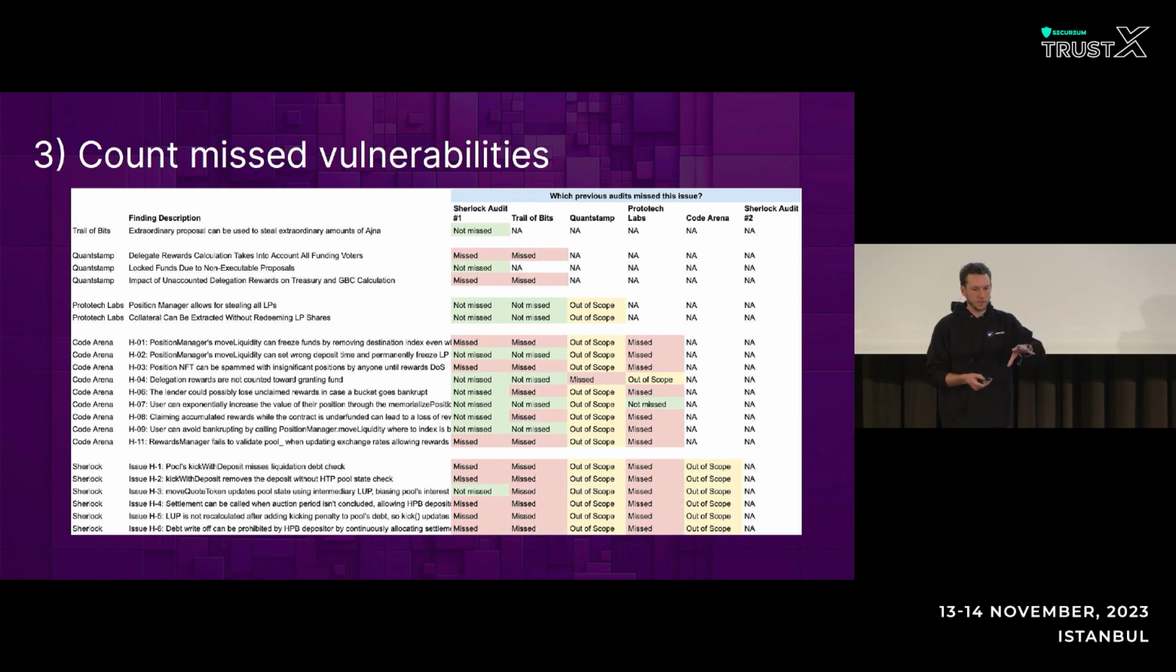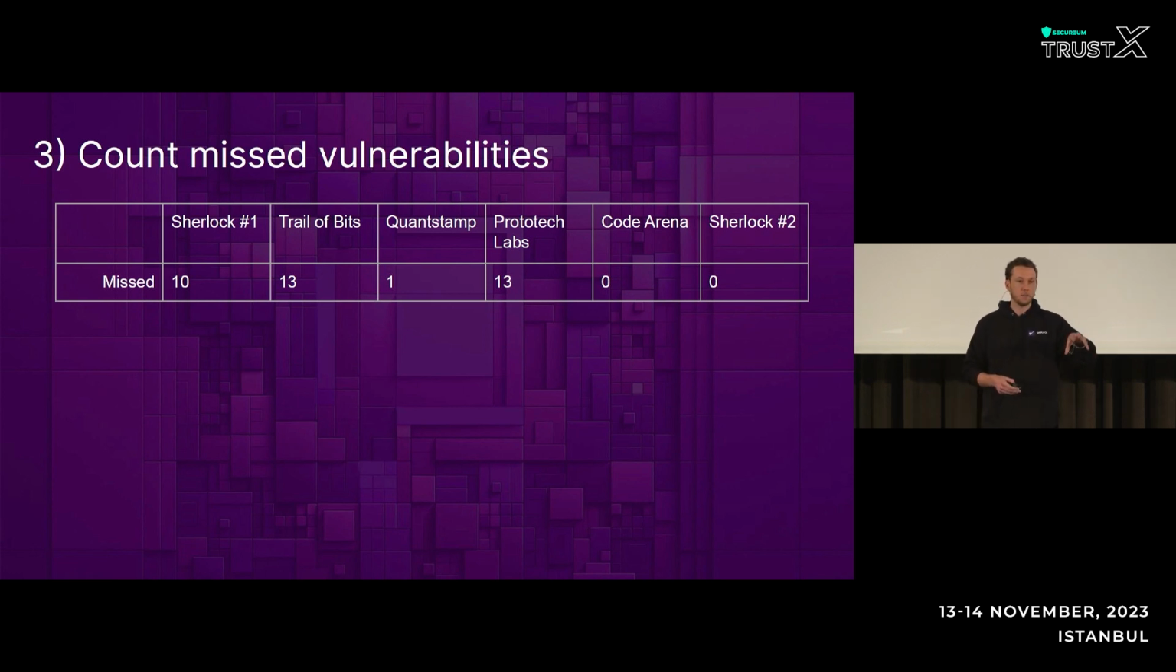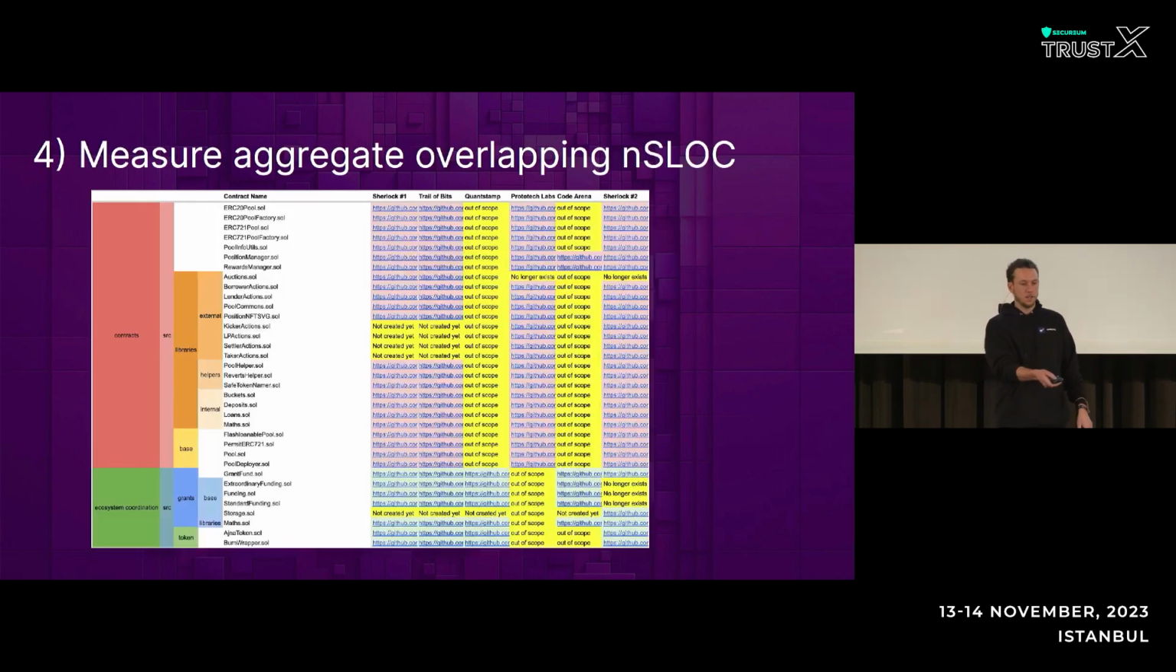So assuming that hopefully we get that right, by and large, approximately correct, we can move on to the 4th and final step, which is, okay, well, here the counting the missed vulnerabilities. So Sherlock first audit missed 10, Trail of Bits missed 13, QuantStamp missed 1, Prototech Labs missed 13, Code Arena missed 0, and Sherlock number 2, they didn't have an auditor after it, so that should really be an NA.